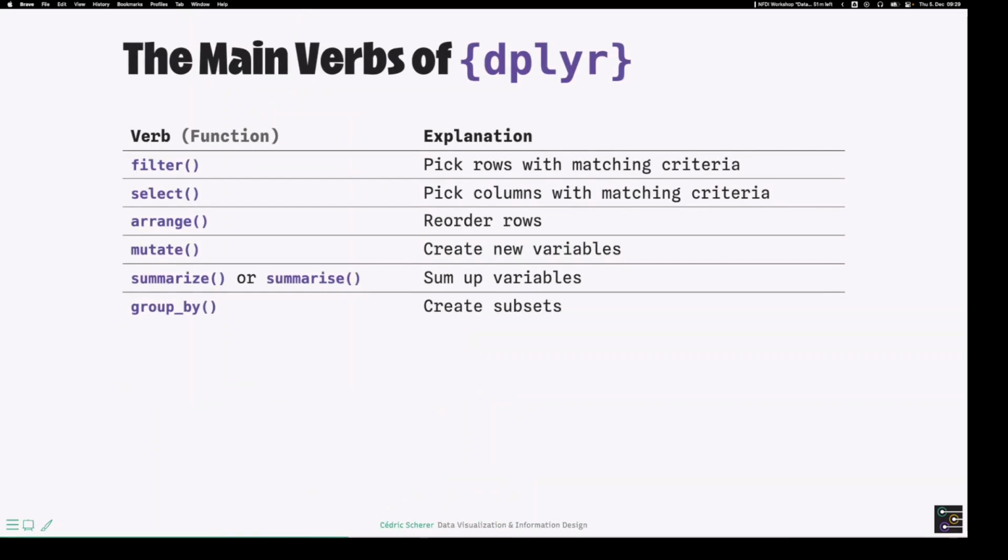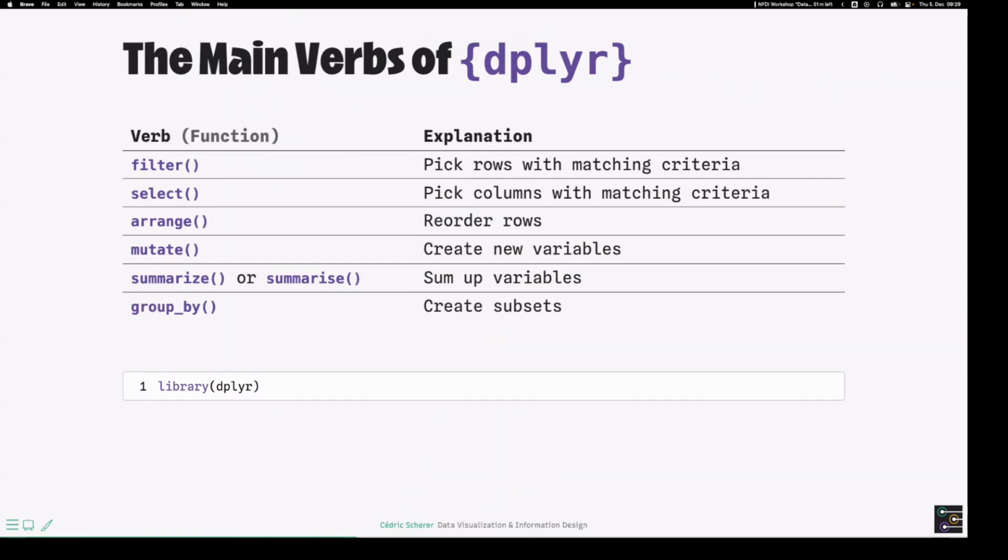Again, not going into extensive detail here, just showing you the main functions, or verbs, as they call them. It's filter to pick rows, select to pick columns, and then we have arrange to arrange by one column. We have mutate, where we can create new columns or overwrite existing ones, and then we have summarize to condense our data. And in the end, we will have a short look at group_by.